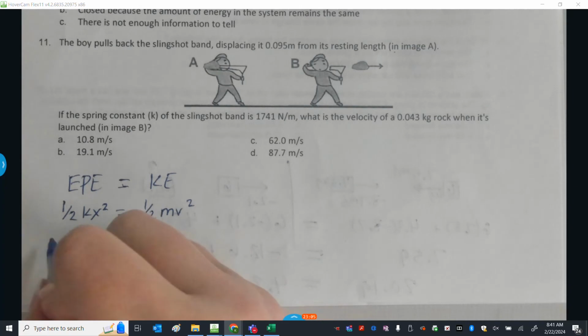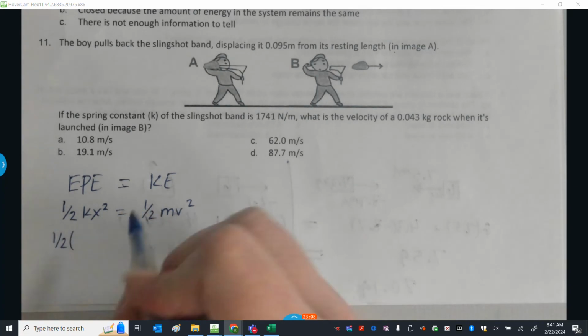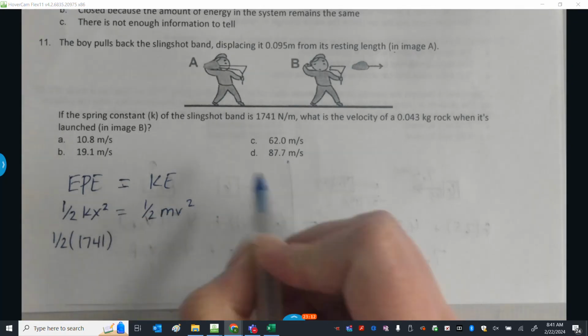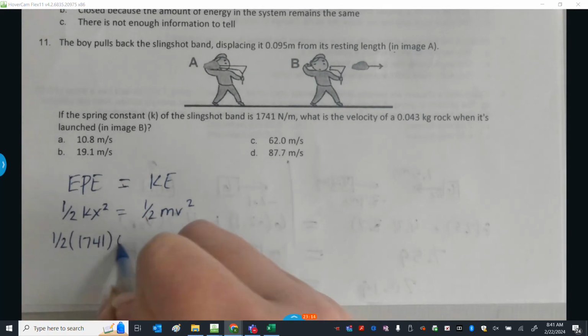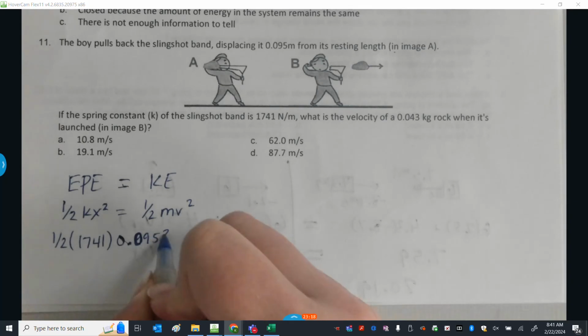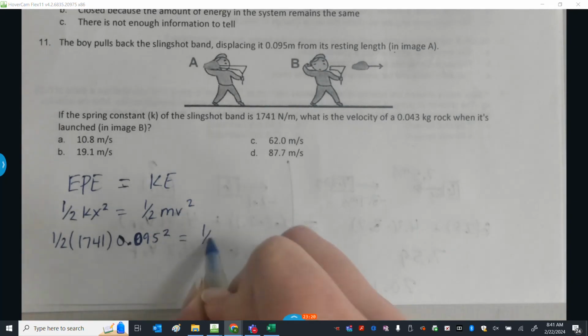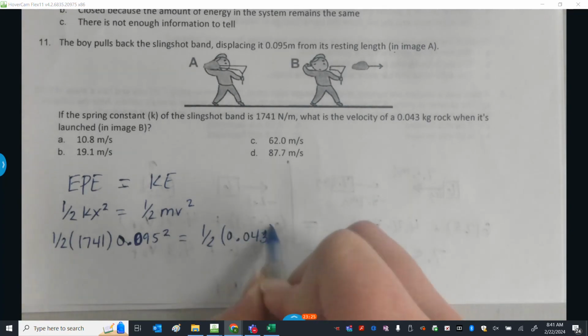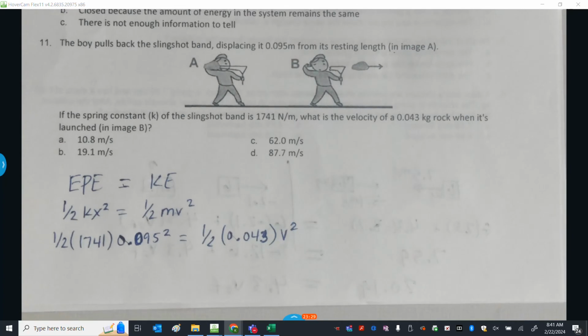So let's go ahead and substitute in 1/2. My spring constant value is 1741. My displacement is 0.095 squared equals 1/2. The mass is 0.043, and we're looking for that velocity. So that's my substitution step.